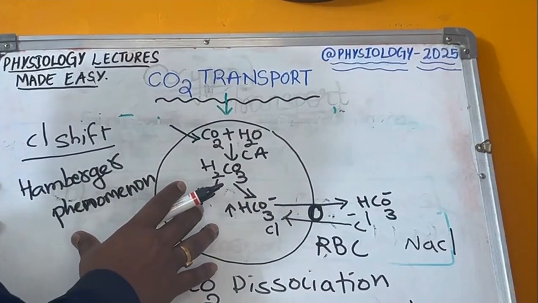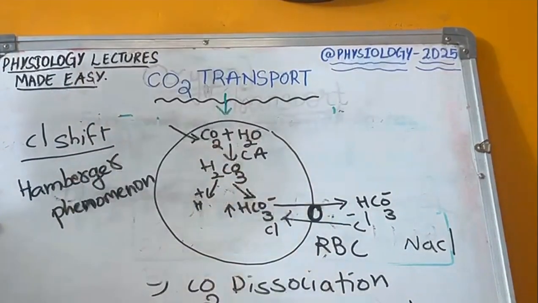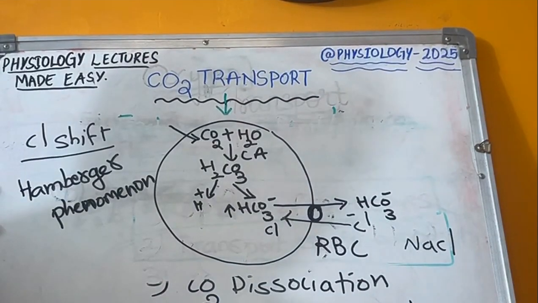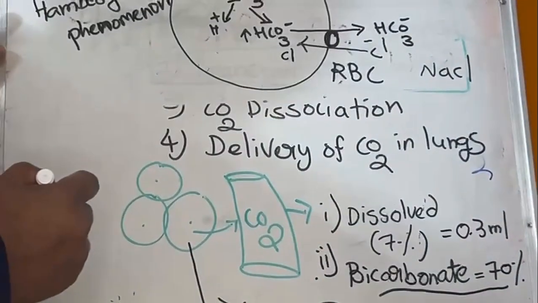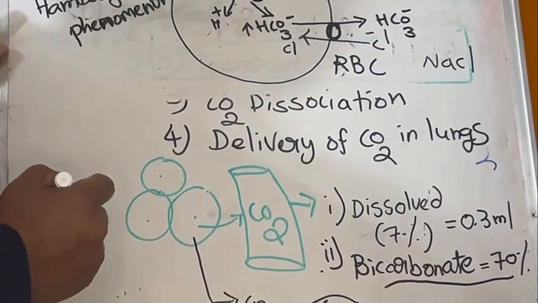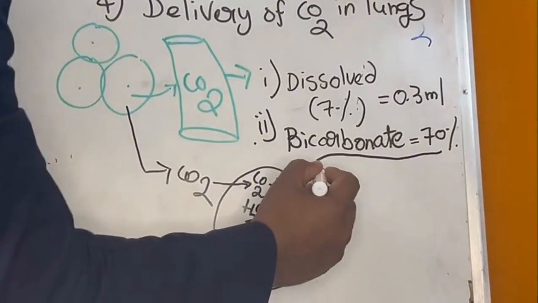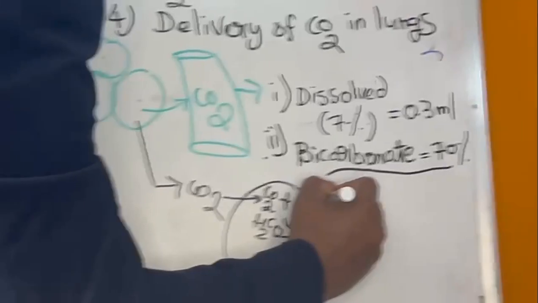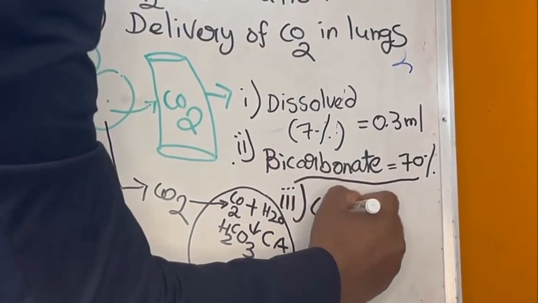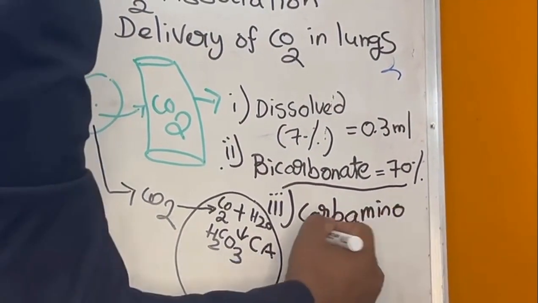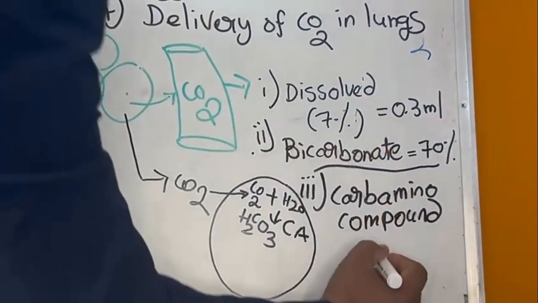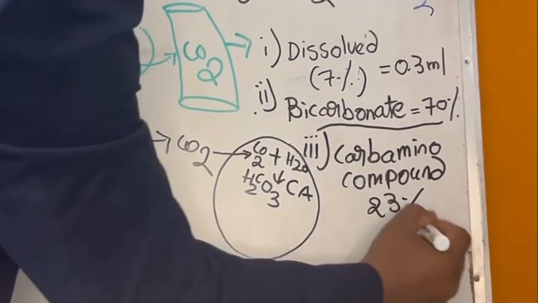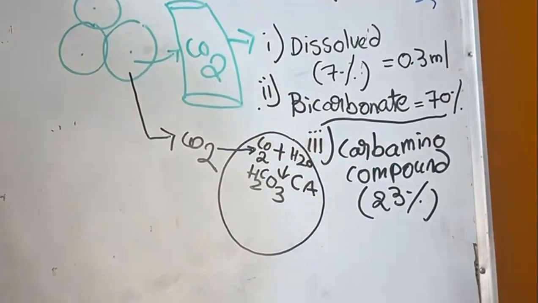This is how a large amount of carbon dioxide is transported by the second form, called bicarbonate form. The third method is known as carbamino compound. In this way, 23% of carbon dioxide is transported in the blood.